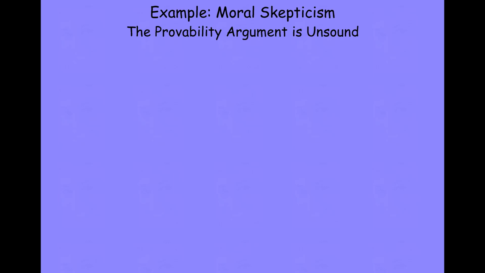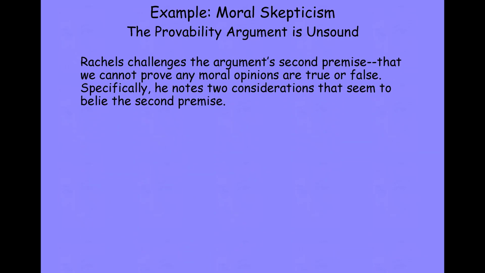Rachels is going to criticize this argument by adopting that first strategy. He's going to argue that the provability argument is in fact unsound. The strategy for doing this is to look at that second premise and argue that it probably isn't true, that we have good reasons to suppose that second premise is false. And if the premise is false, then the argument doesn't provide us with good reasons to suppose the conclusion is true. So how's he going to do that?